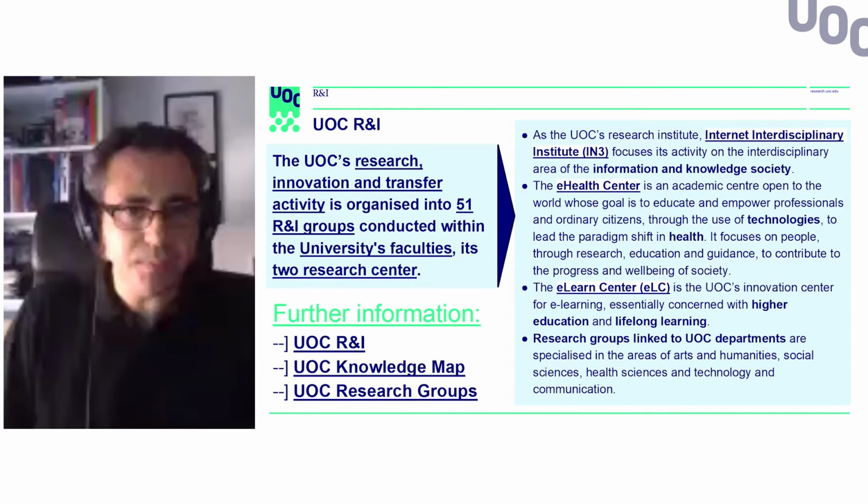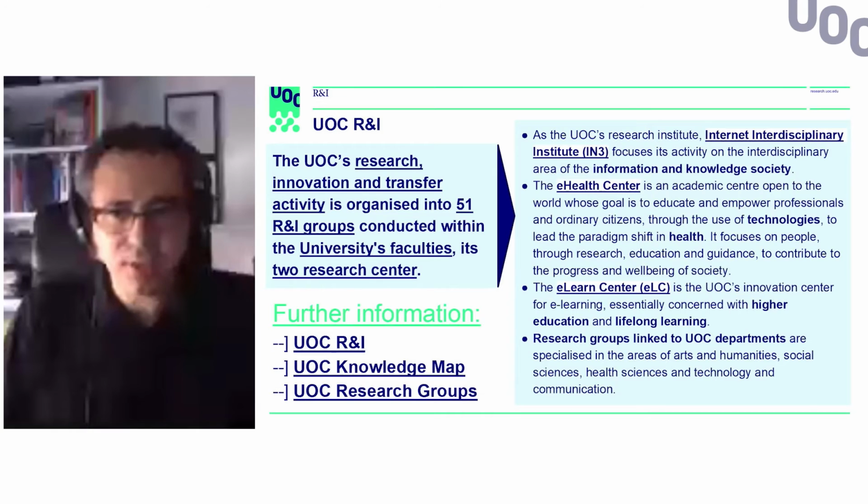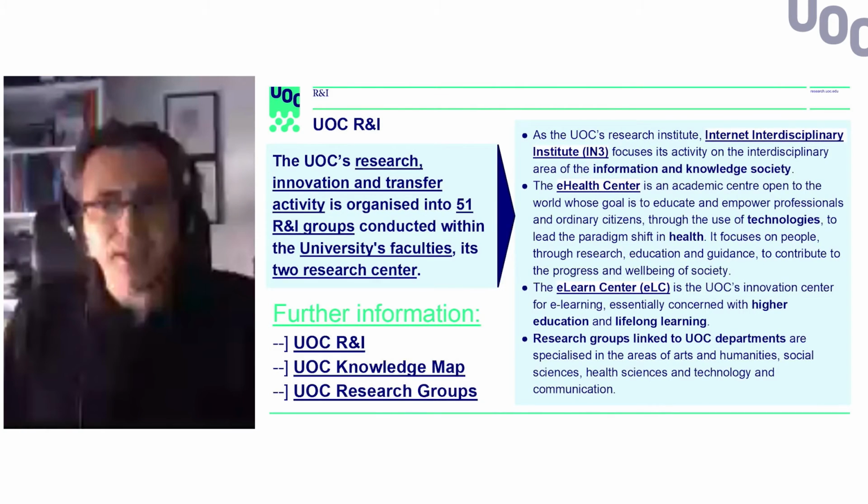These are very useful links for you who are starting your research career at the UOC. At the UOC R&I webpage, you will find all the information that we will talk about concerning the research at the university. There you will surely find this very interesting link, the knowledge map. There you will find the distribution of all research groups, and inside each group you will find all the information concerning the researchers, the research lines, publications, and everything. Really interesting. I really encourage you to take a look at the knowledge map.